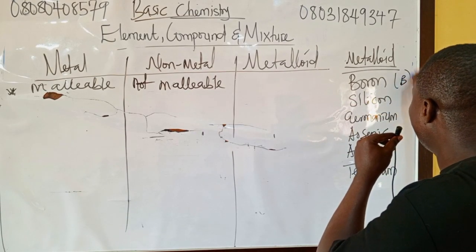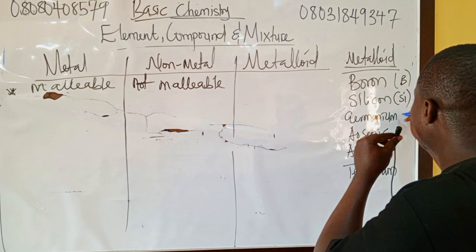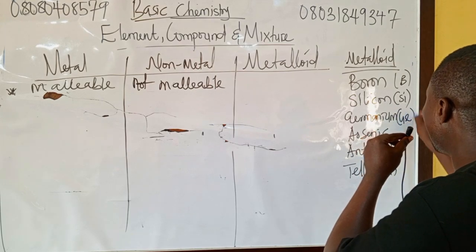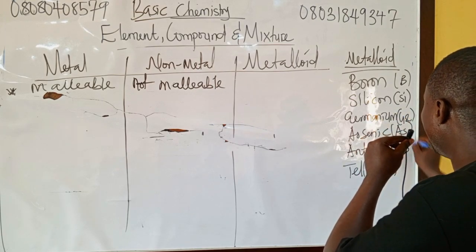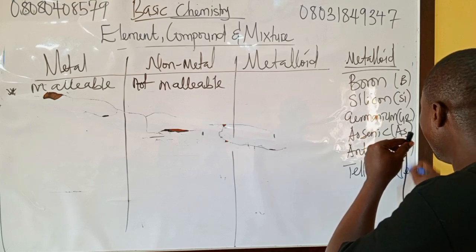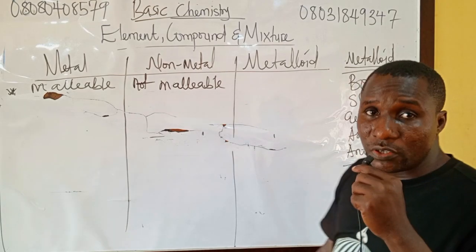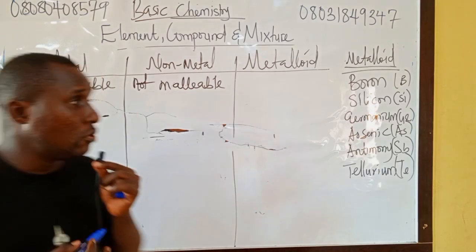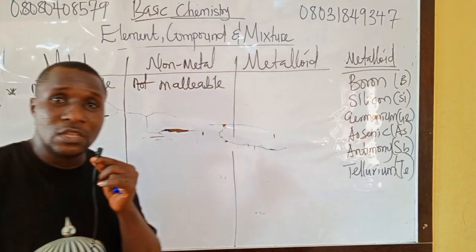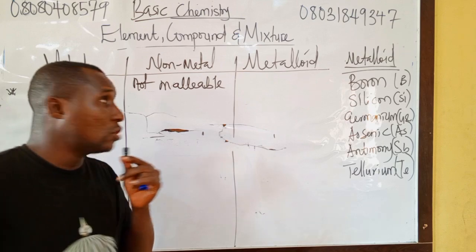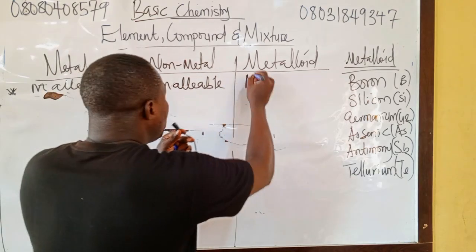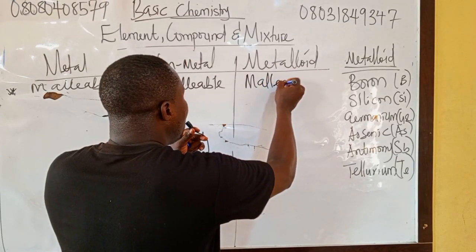The chemical symbols are B, Si, Ge, As, Sb, and Te. Take note. Those are metalloids. They are also called semiconductors. They are also malleable.